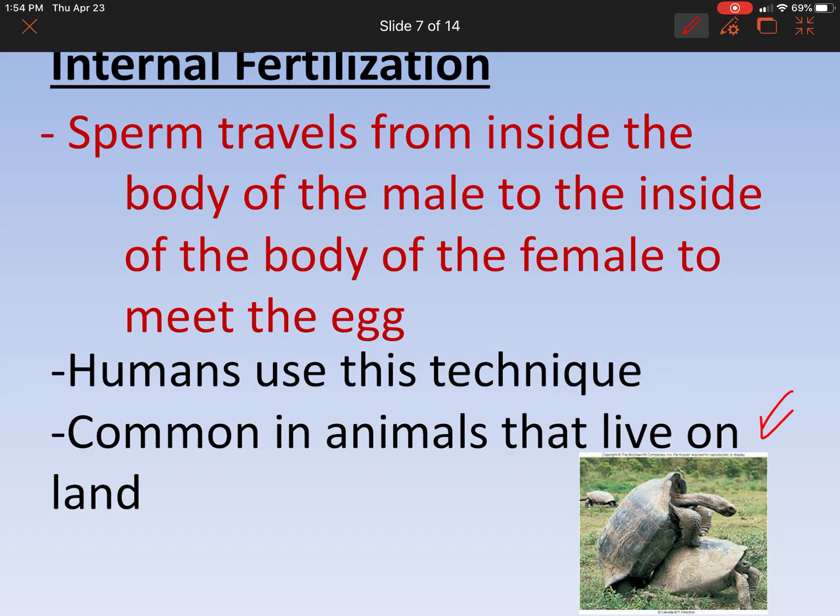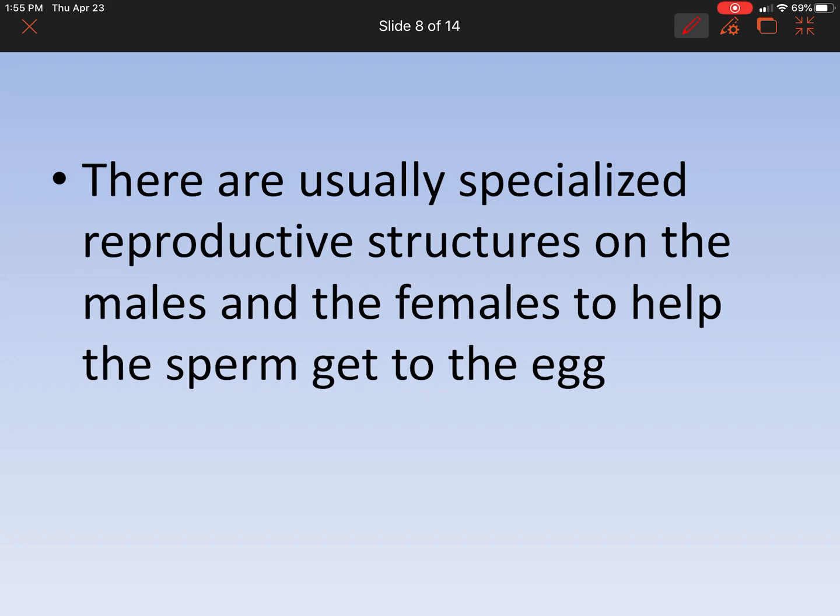So in humans, that would mean the sperm would leave the penis and go into the vagina, and then it would travel through the fallopian tubes to find the eggs. And we'll talk more about that later. But that would be internal fertilization when that happens. Now, there are usually specialized reproductive structures on the males and the females to help the sperm get to the egg. So if you think about the human body, this would be the penis. The penis is shaped so that it can enter inside the vagina, and so the sperm can more easily get to the egg.